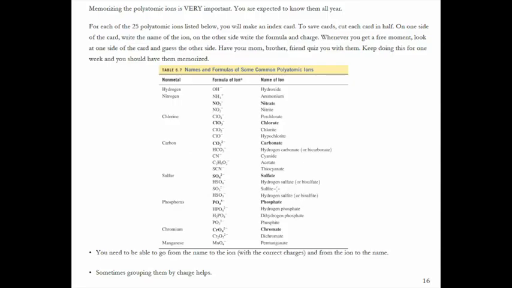But yes, these do need to be memorized by the first day simply because we don't have time to memorize them during the school year. So get working with those, write out flashcards, write them out, and then go further and start completing the practice with ionic compounds and their polyatomic ions, which can be found on the next page.